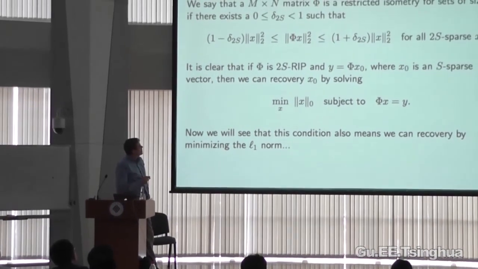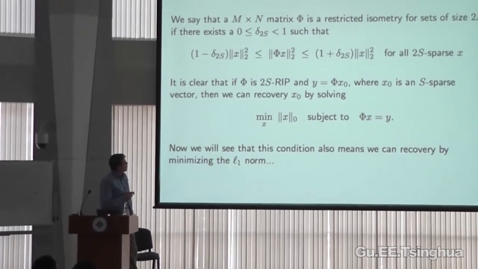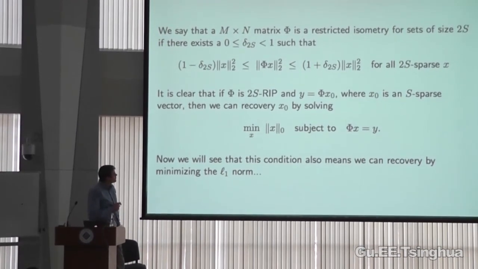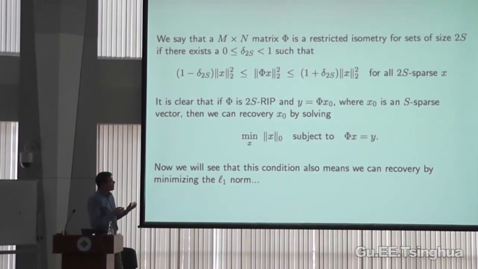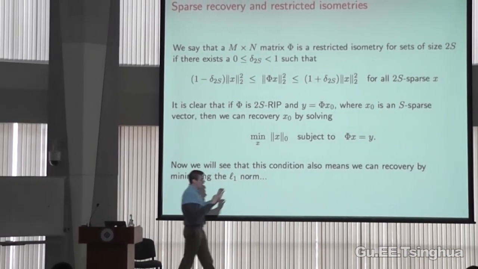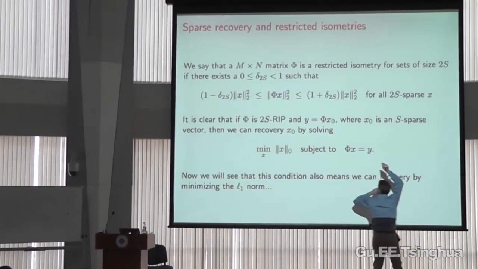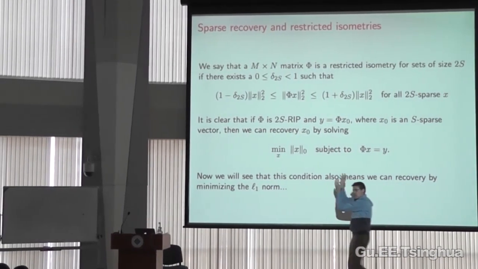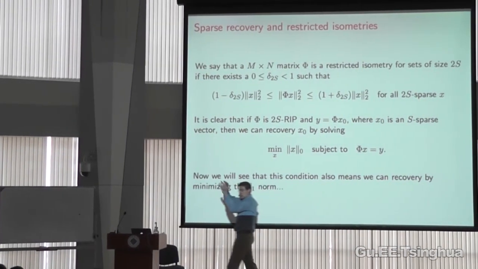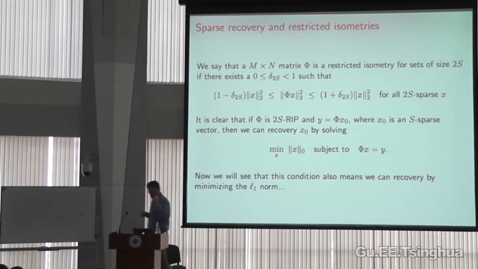Basically, what this says is that for any 2S-sparse vector, it preserves its energy, more or less. Another way you can write this is, if I have any two S-sparse vectors, the distance between them is preserved through phi. The difference of two S-sparse vectors is something like a 2S-sparse vector. Then we can say two things. One thing we can say is that the solution to this program is exactly x naught.